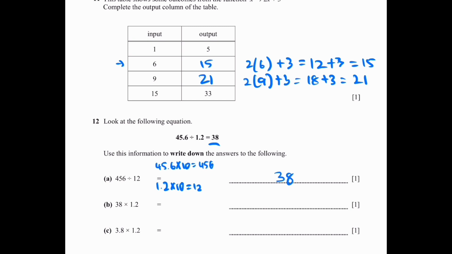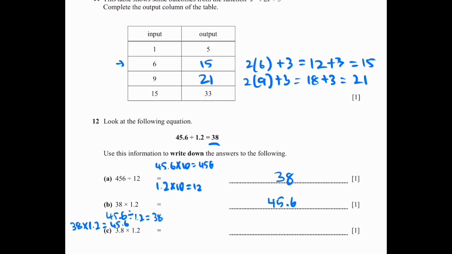B, 38 into 1.2. So 45.6 divided by 1.2 equals 38. 38 into 1.2 equals 45.6. This is because of inverse operations. So 45.6 is the answer for this.